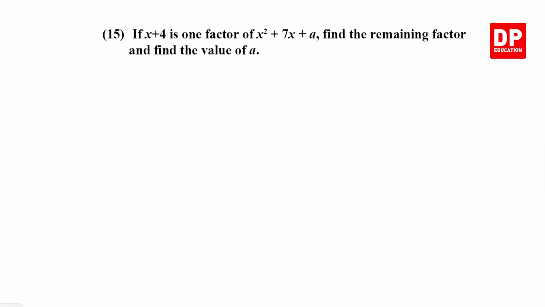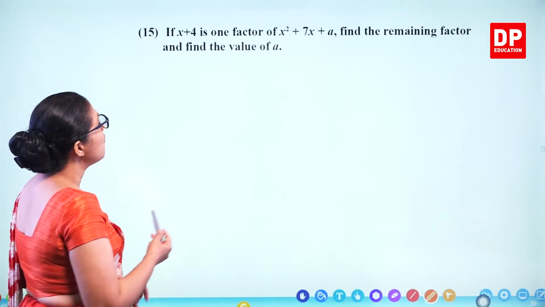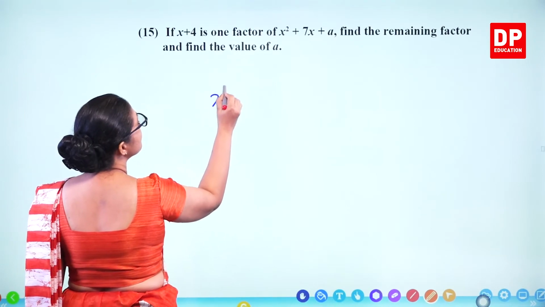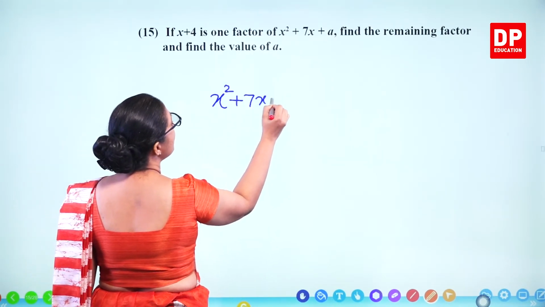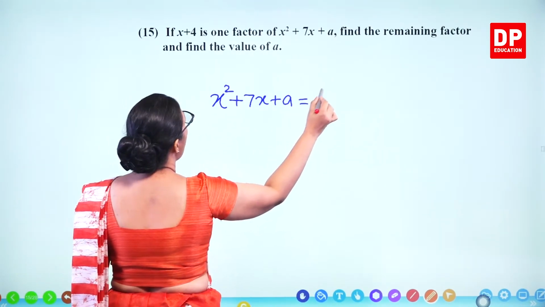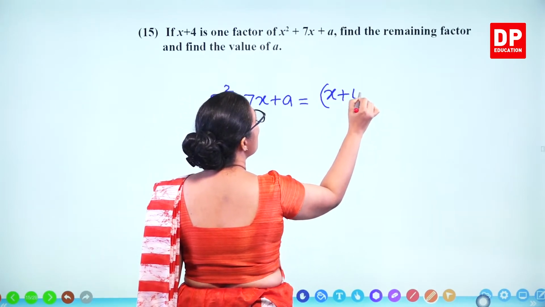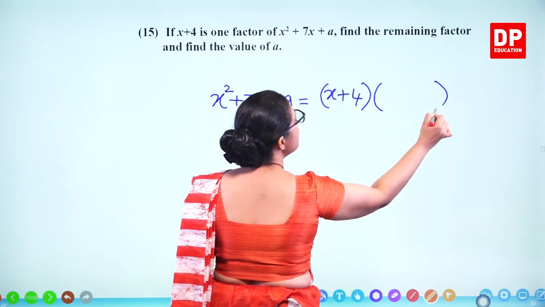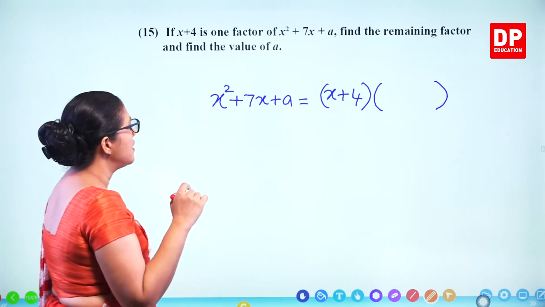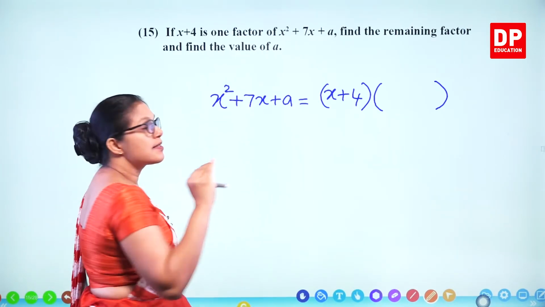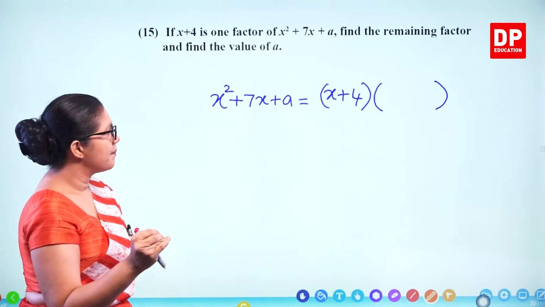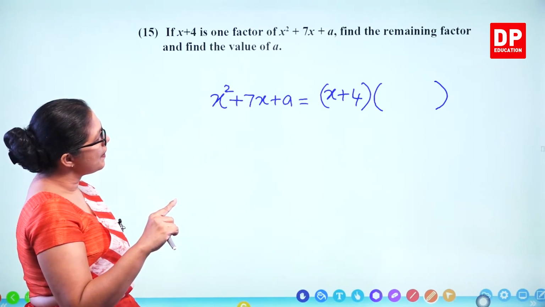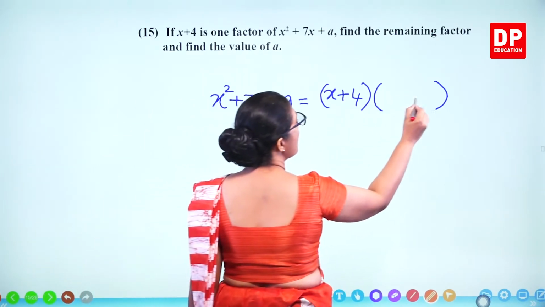Question number 15. If x plus 4 is one factor of x squared plus 7x plus a, find the remaining factor and find the value of a. How do you find that? So one factor is given, x plus 4. You can easily find the other factor. We have to focus on the middle term, plus 7. And all are pluses, so definitely this should be plus.